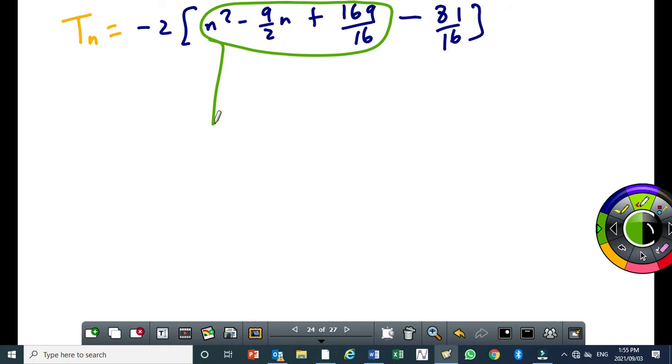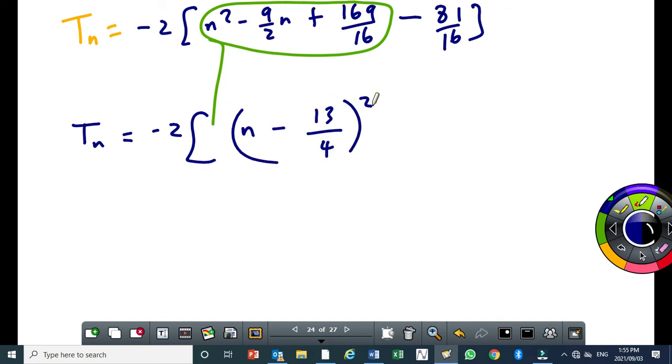All right. So this becomes Tn equal to minus 2 times. Now, remember, I told you about perfect square trinomials in term 1. When you factorize a perfect square trinomial, you always get two binomial factors that are the same. So here, when you factorize the trinomial that I circled in green, you will get n minus 13 over 4, all squared. Okay?